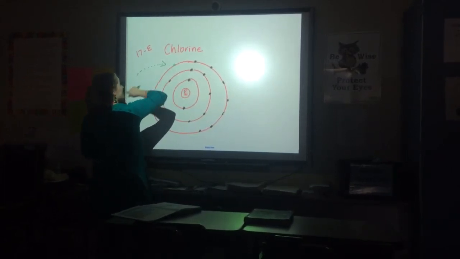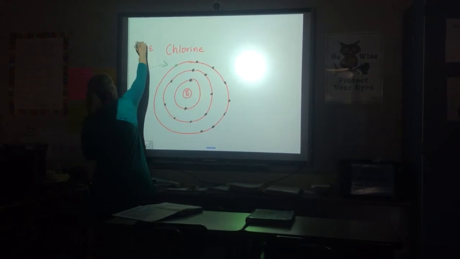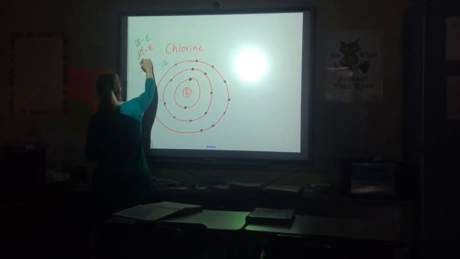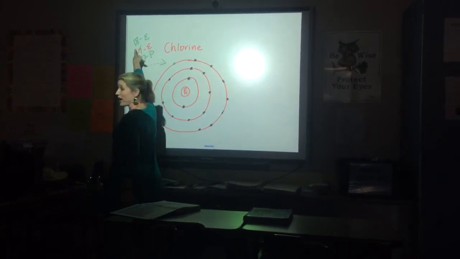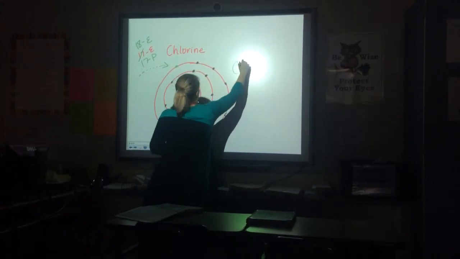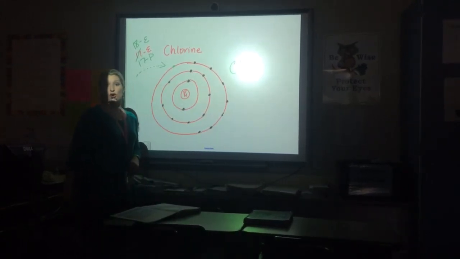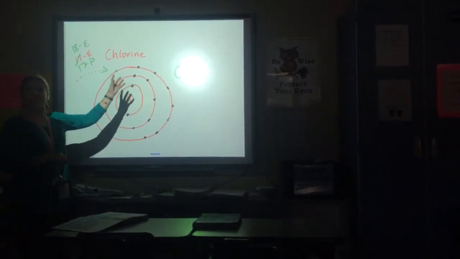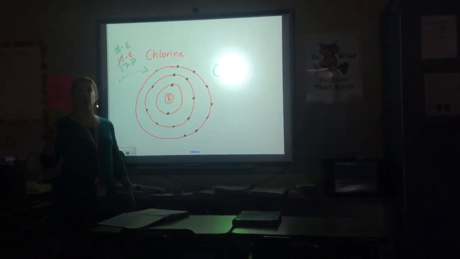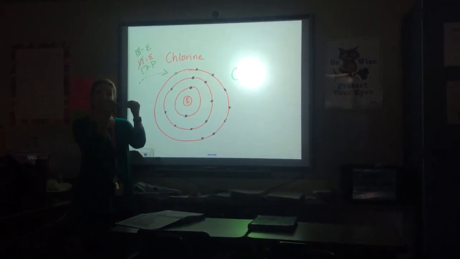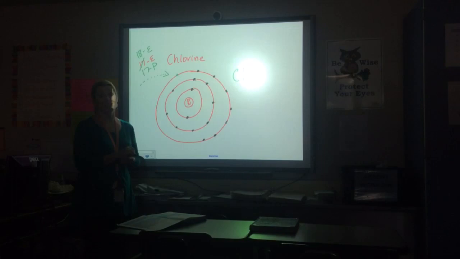But now it's gained an electron, so now it has 18 electrons. So remember, it still has 17 protons, okay? It's got one more electron than it does protons. So it's going to have, now, a negative charge, and this is called an anion. Your nonmetals gain electrons, your metals lose electrons. And this attraction between your positive and your negative ions forms an ionic bond.